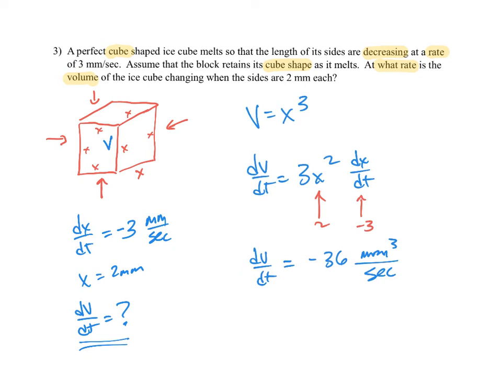-36 millimeters cubed per second. How do you like my millimeters there? It just looks like a big long squiggly line, but it's supposed to be two m's next to each other. Okay, and that's it for that problem.